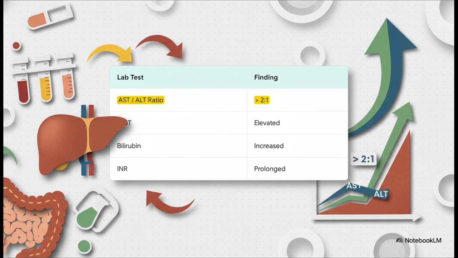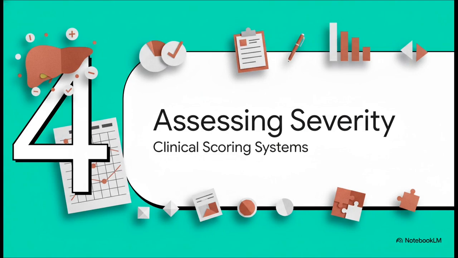But here is the classic high-yield, gotta-know-it-for-the-exam finding, the AST to ALT ratio. In almost every other kind of liver disease, ALT is higher than AST, but with alcohol, it flips. If you see an AST that's more than double the ALT, that is a massive clue that you're dealing with alcohol-related liver disease. So, once you suspect it, you need to figure out how severe it is.